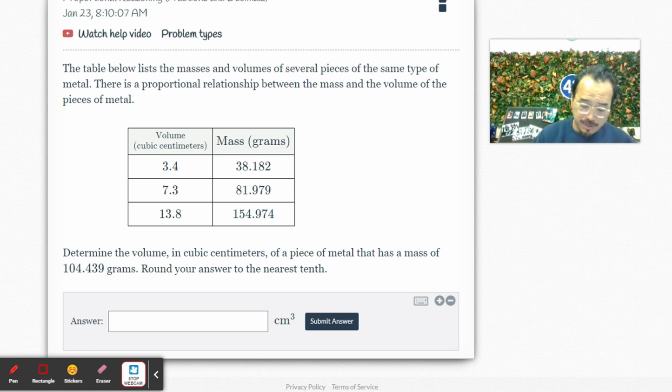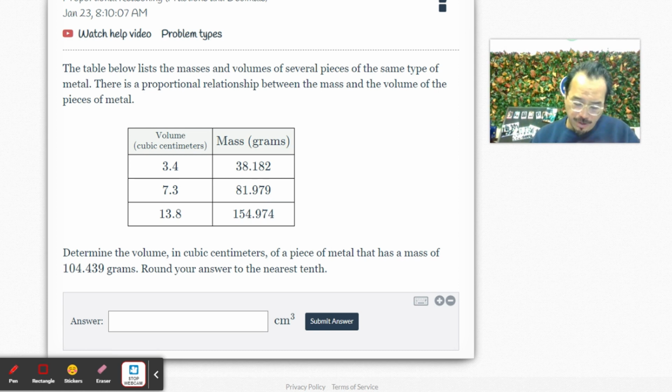Cross multiply and divide. I'm going to go a little faster here. 38.182 times x equals 3.4 times 104.439. Make sure, by the way, that you enter it correctly, because sometimes you might miss a button on the calculator, and then your answer comes out all wrong and you have to spend time doing another question. So here's what I got.